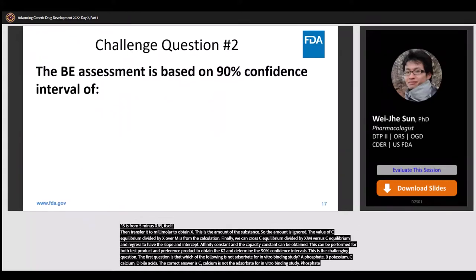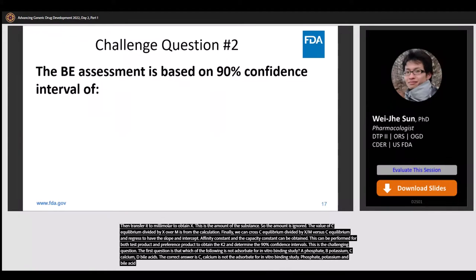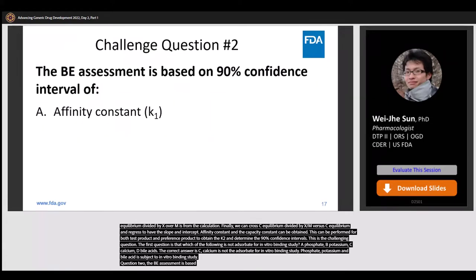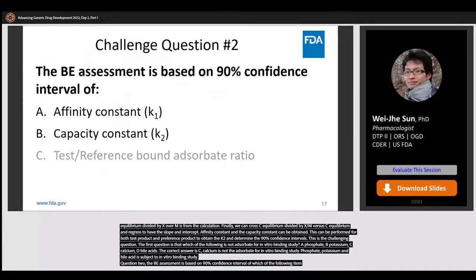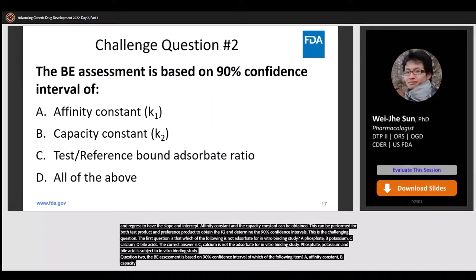Question 2. The BE assessment is based on the 90% confidence interval of which of the following items? A. Affinity constant. B. Capacity constant. C. Test to reference bound adsorbate ratio. D. All of the above.